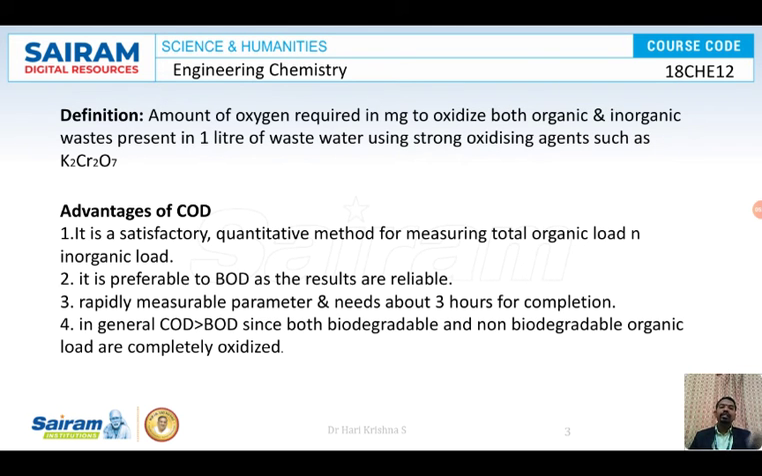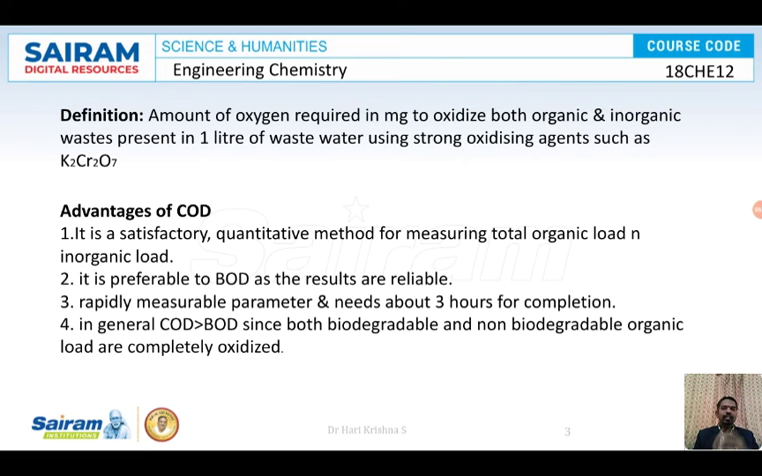We cannot just supply oxygen, because oxygen also has to be bought. So how much oxygen am I supposed to supply for 1 liter of wastewater? I cannot directly supply 1 cc or 2 cc or 1 liter of oxygen, right? So first I'm going to add a strong oxidizing agent, maybe KMnO4 or K2Cr2O7. By that I'll find out how much oxygen is required to oxidize both organic waste and inorganic waste. Then I'm going to supply accurately the oxygen required to oxidize this waste.